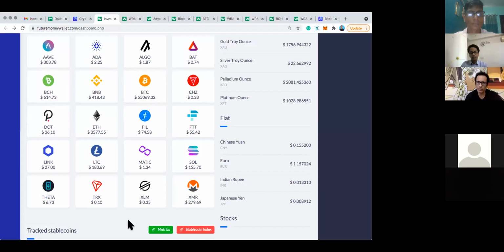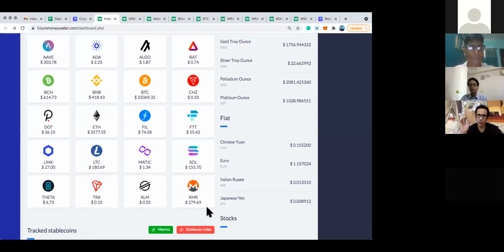XLM is Stellar, one of the oldest blockchains, pretty good, pretty cheap. And you can create tokens on it, or you can use XLM for transactions across the world. And the final one is Monero. That's a privacy coin. A lot of people think, yeah, Joshua, tell me.